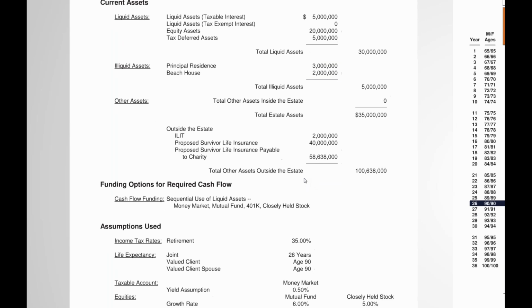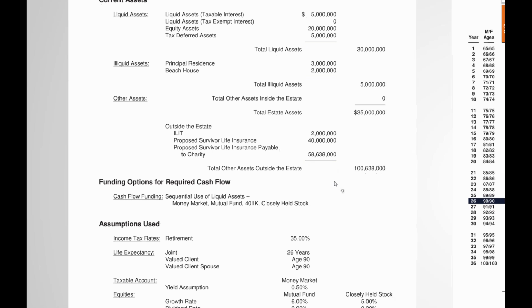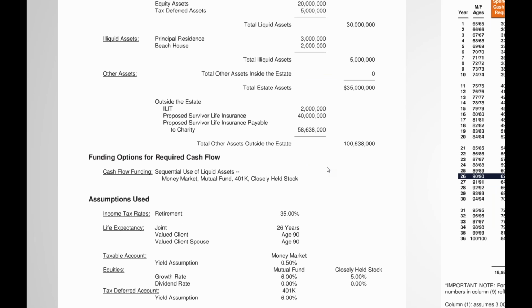And then at the same time, we're saying, look, you've got more income that you can use to purchase a policy to leave to charity, and this is how you're going to cut out the IRS. We're going to do a planned giving program over time, and we're going to use a life insurance policy as leverage. In this case, it comes out to $58 million. Okay, so they have total assets outside the estate of $100 million.